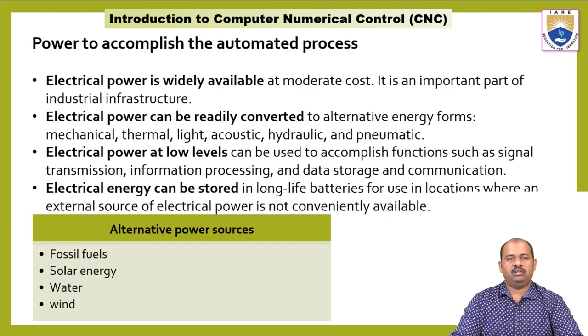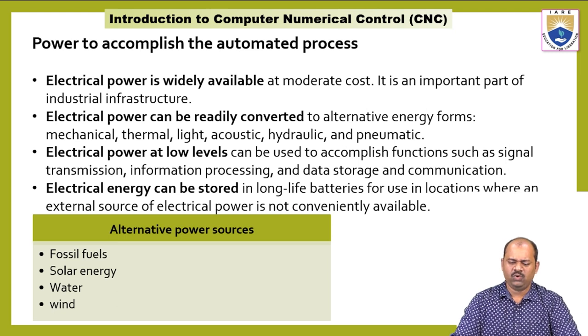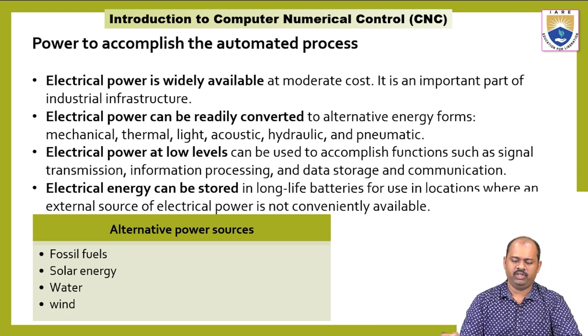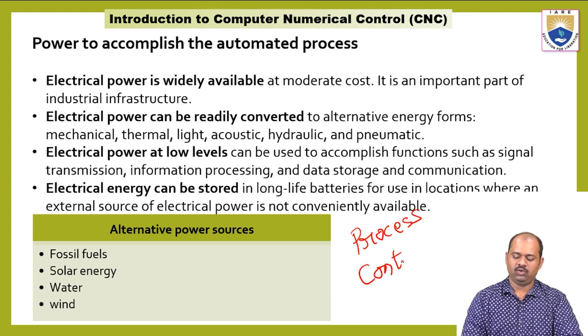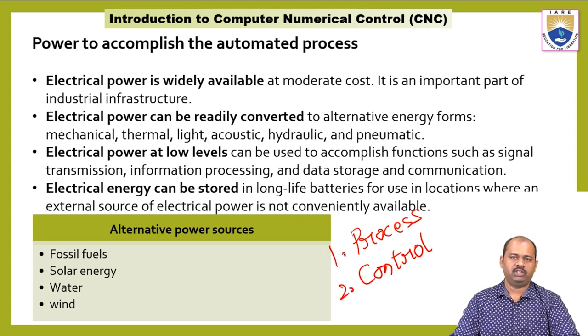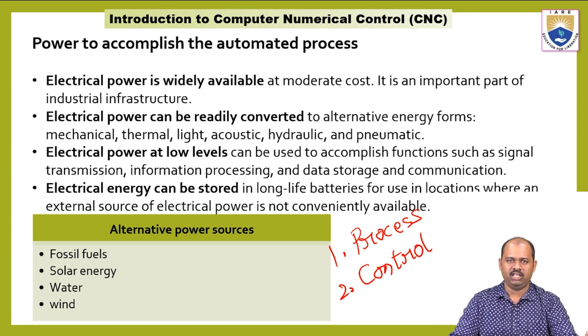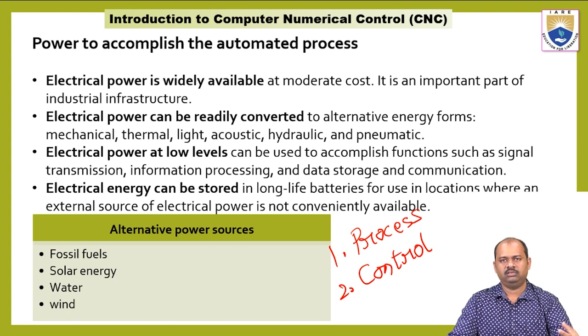So power to accomplish the automated process. Why do we need power? Why do we need power in CNC? First thing is, there are two components of any CNC machine. One is the machine which does the process, and the second one is the machine which will control the process. So these are the two components of any manufacturing system. The first one is the machine which will do the process, like a lathe machine, milling machine or drilling machine. And the second one is a computer-related machine which can control the first process.